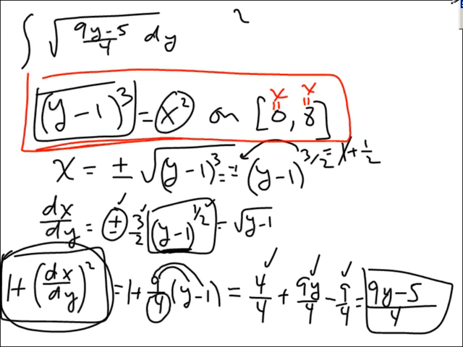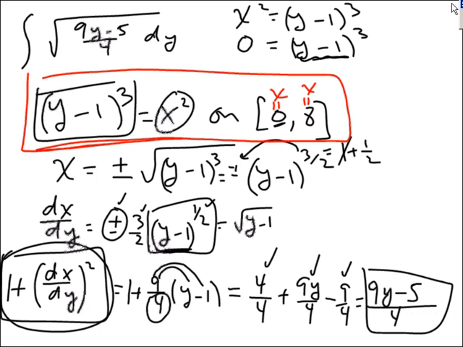We know that x squared is y minus 1 cubed. When x is 0, 0 squared is 0. Well, what do you cube to get 0? 0. This must be 0. That happens only when y is 1. So instead of the lower limit being 0, it's going to be 1.